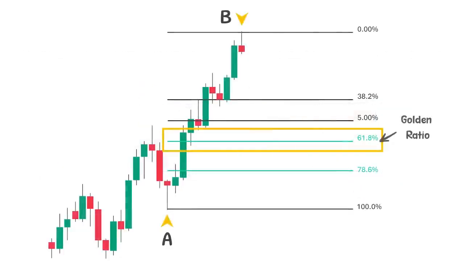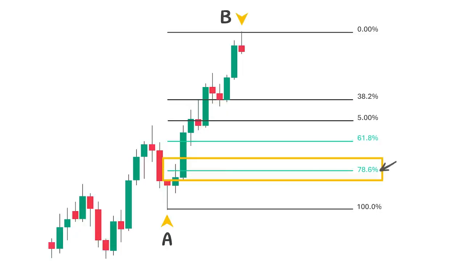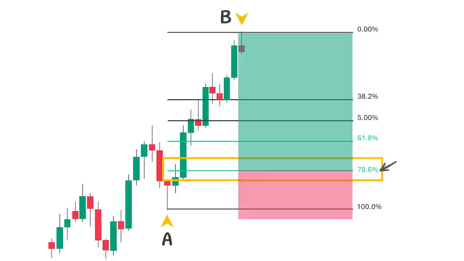The 61.8% level is called the golden ratio, and the area between the 50% and 61.8% levels is called the golden zone. This area is popular because the price often reacts to it and continues in the direction of the trend. And finally, we have the 78.6% level. This level usually offers the best risk-to-reward ratio. Your stop loss can remain relatively small while your profit target stays the same.